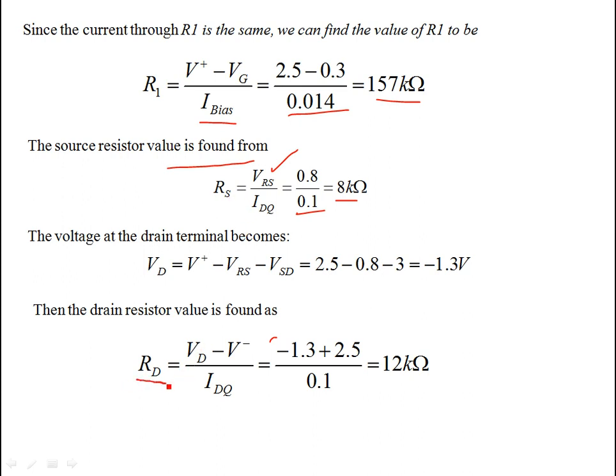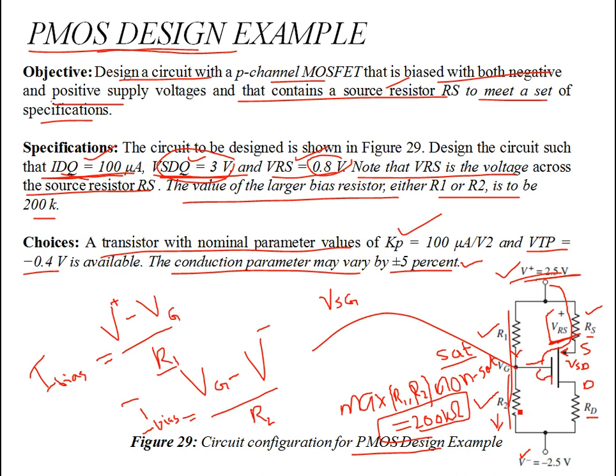If you need to evaluate RD, the same IDQ is in the drain resistance. All you need to do is find VD before you find RD. This voltage is VD, and this voltage is V negative. So take the difference, divide by RD, and that is your IDQ current. This is your IDQ current that is flowing through the resistor RD.